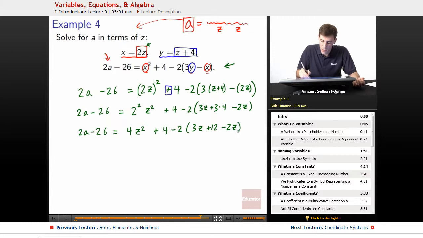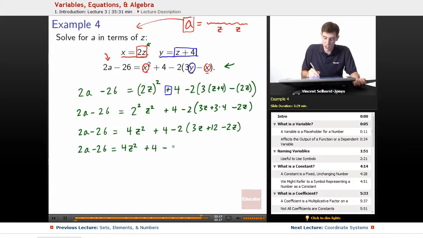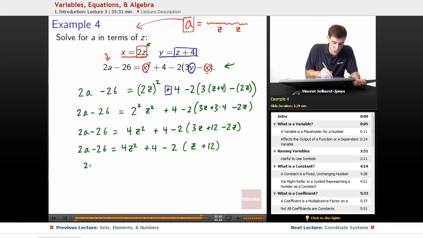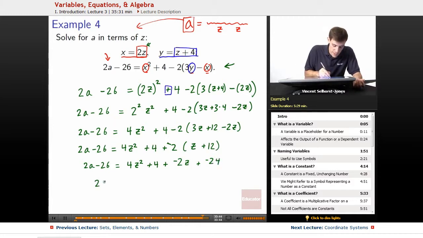Keep simplifying. 2a minus 26 equals 4z squared plus 4 minus 2 times, 3z minus 2z becomes just 1z, plus 12. We can now distribute this minus 2. 2a minus 26 equals 4z squared plus 4. We distribute the minus 2, so remember it's plus a negative 2. So we get plus negative 2z plus negative 24.